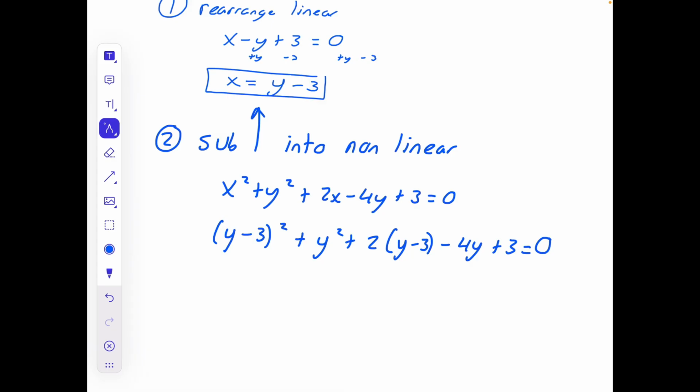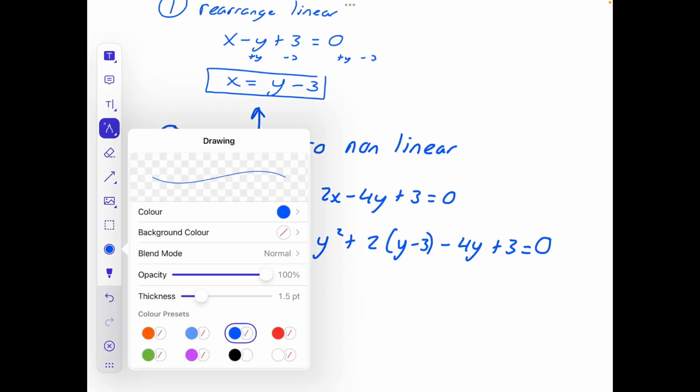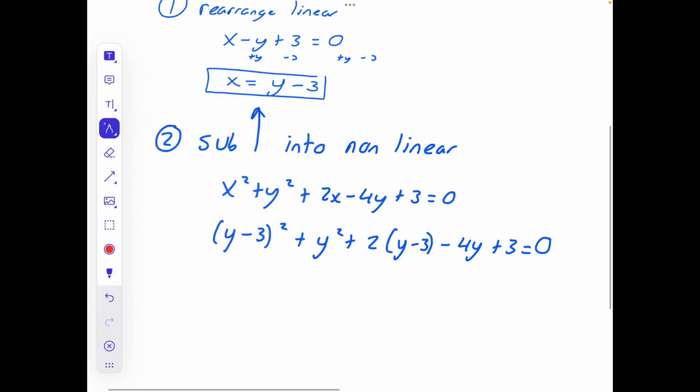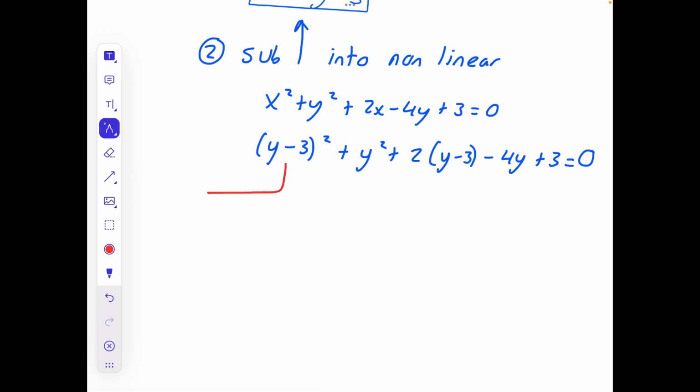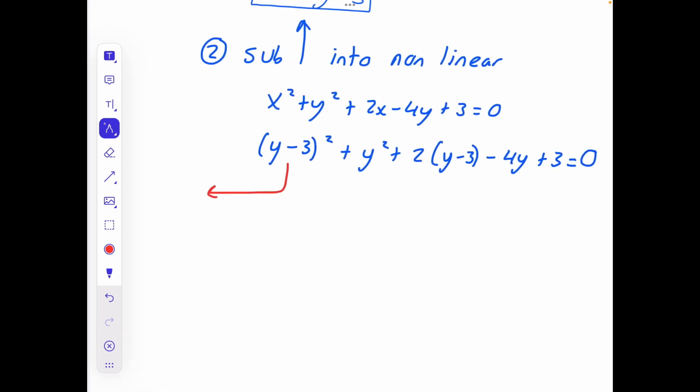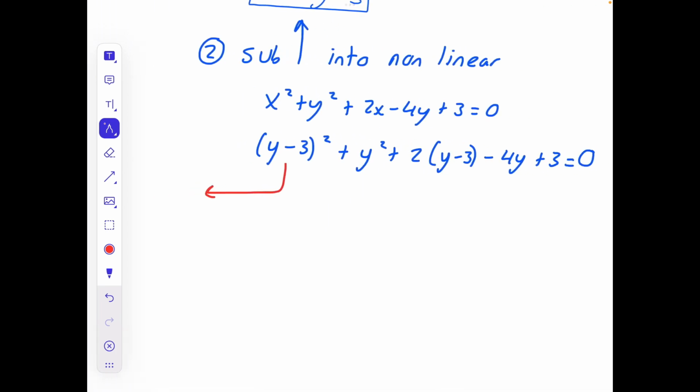So you take your step 1 after you've rearranged it, then you go to your non-linear, and we found that x was y minus 3, so everywhere there's an x in our non-linear, we're going to replace it with y minus 3. Now, a super common mistake that people make, and I'm going to multiply this out to the side because it is such a big problem, something students find so difficult, is squaring y minus 3. Now, there is a shortcut in how to do it. I'm not going to get into that. I'm going to do it the way you would have done it for Junior Cert, or the way I teach it for Junior Cert.